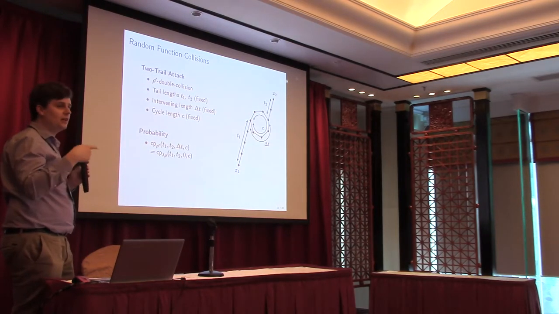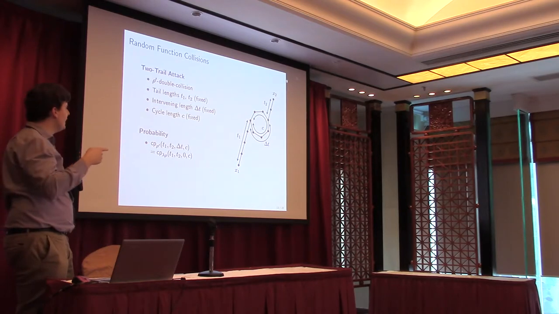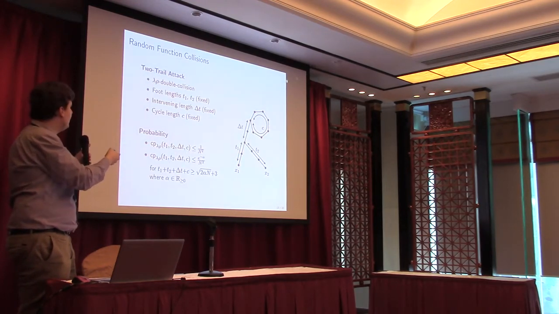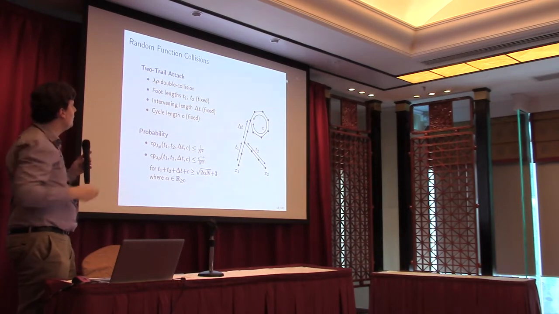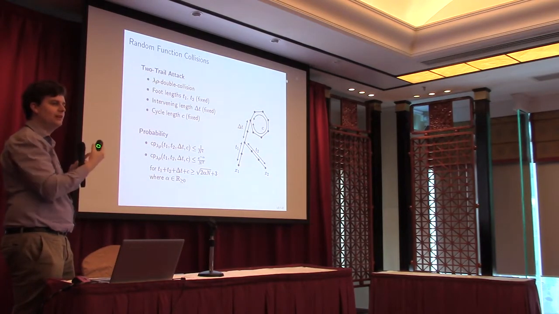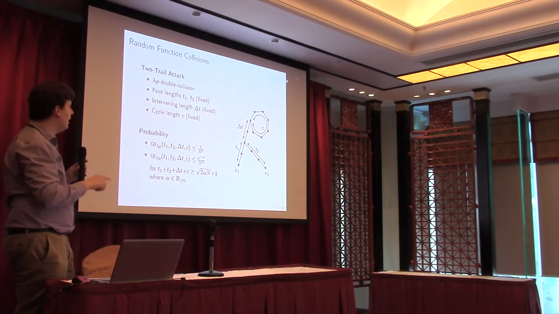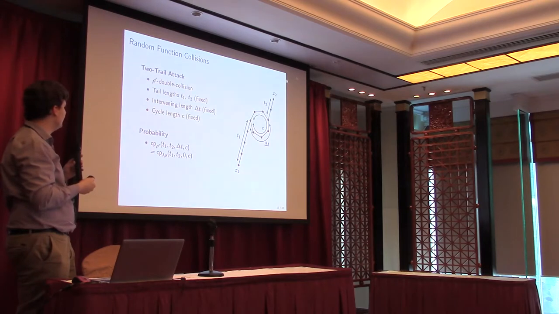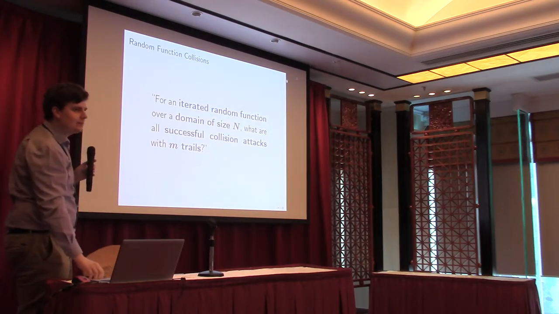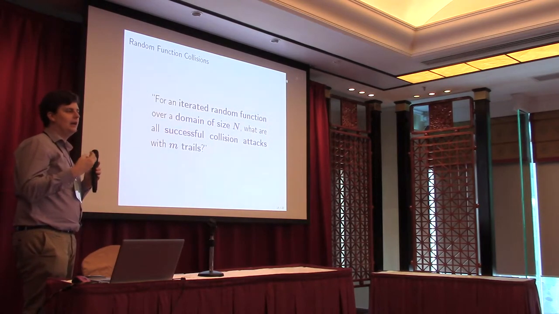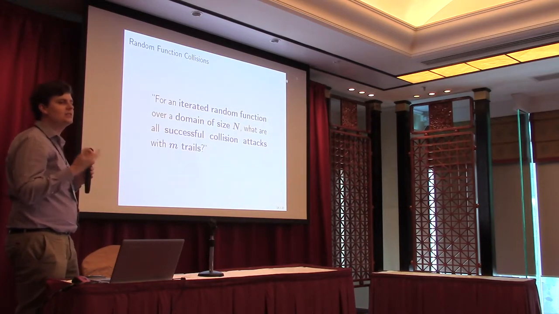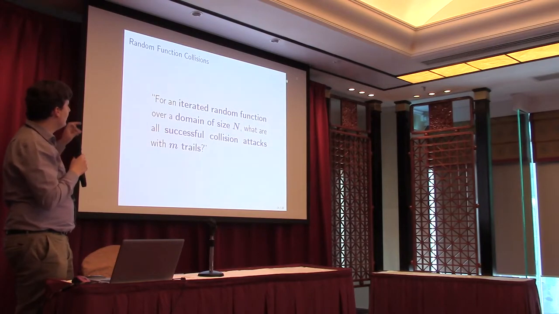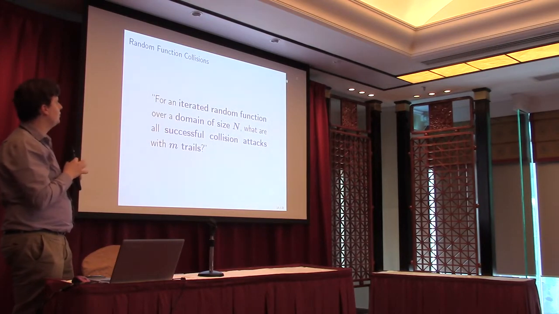There's actually another degenerate case as well, where you have a threefold collision, like going here, back into the main meeting point. So then you have three different inputs with the same output. But that's also something we consider as a degenerate case of one of the previous ones. So having explained a bit what the type of things are that you can find as a collision attack with one or two trails, now we are looking at iterated random functions.